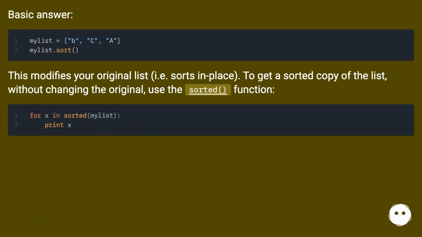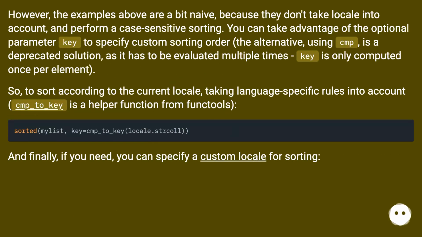This modifies your original list, i.e. sorts in place. To get a sorted copy of the list, without changing the original, use the sorted function. However, the examples above are a bit naive, because they don't take locale into account, and perform a case-sensitive sorting. You can take advantage of the optional parameter key to specify custom sorting order.